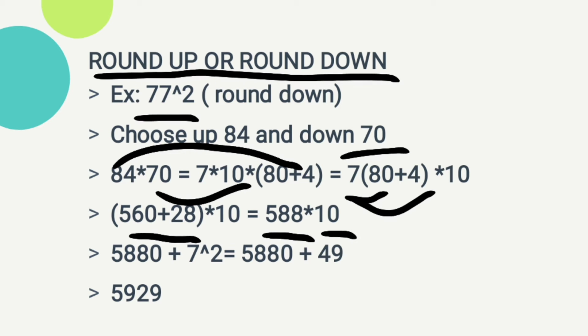Into 10, you will get 5880. Plus you have to add 7 the whole square, where 7 is the difference between 77 and 70 or 77 and 84. Adding these numbers, you will get 5880 plus 49, so that the final answer is 5929.